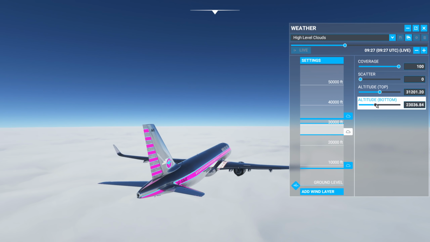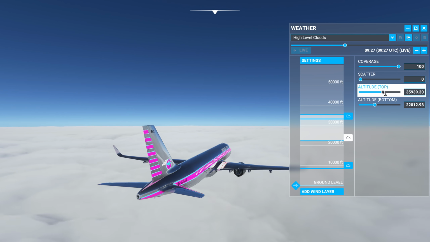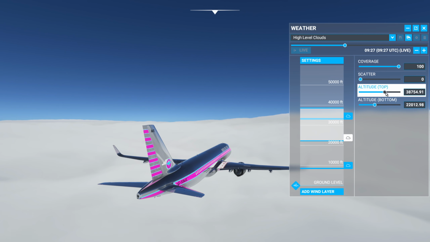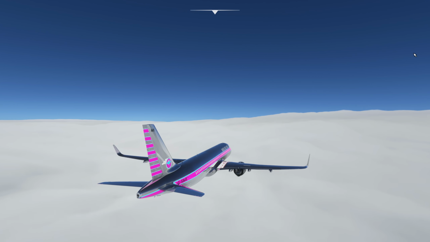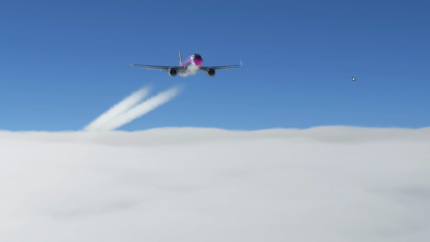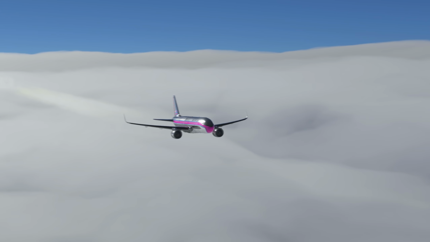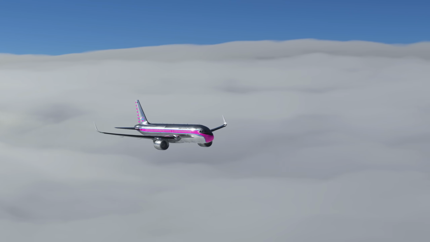And we'll make it a bit thicker. There we go. Right. So, if we bring this up. So, you sometimes find yourself in these conditions when you're flying along, sitting just above a big cloud layer. And this is the only time as pilots that we tend to see that we have contrails or not.